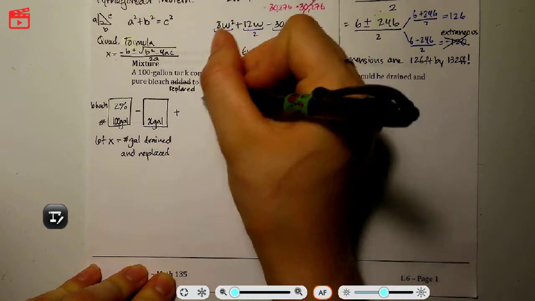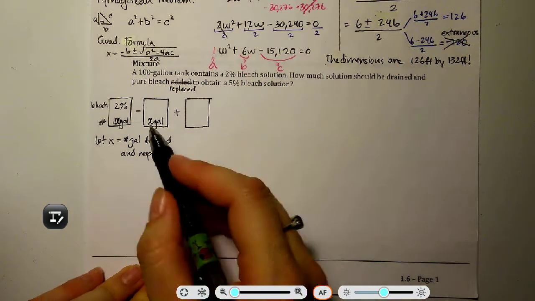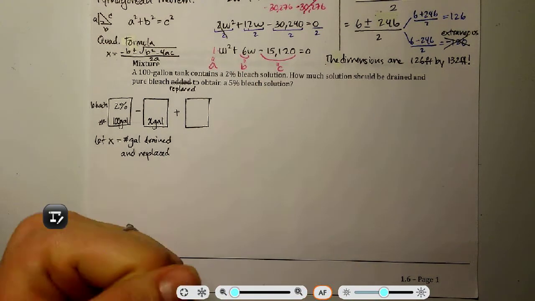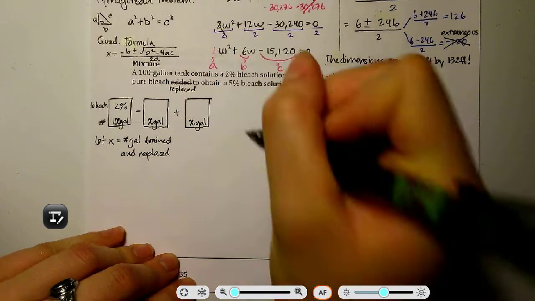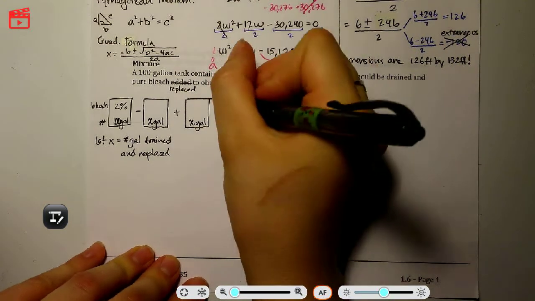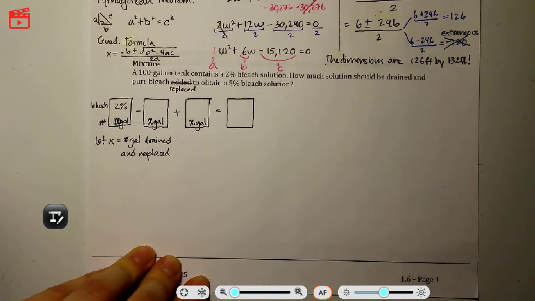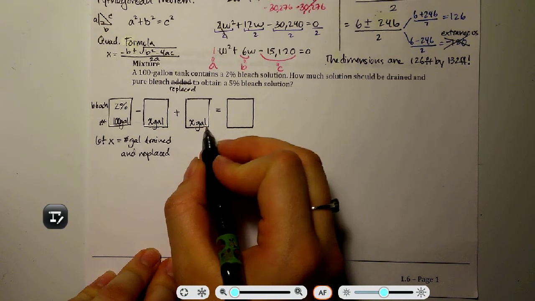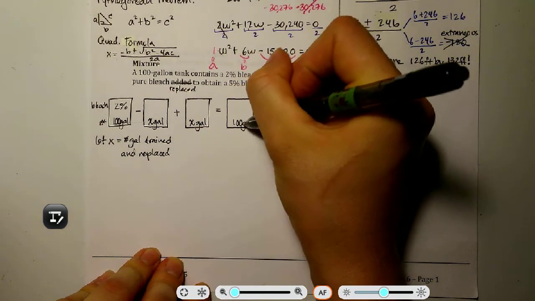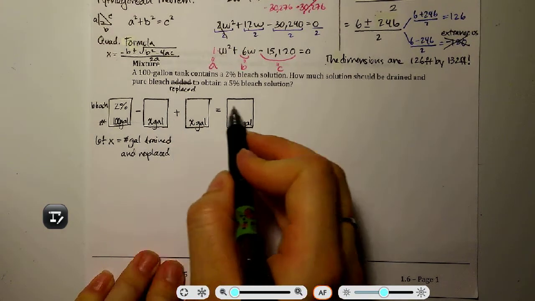Okay, drained and replaced. So when we're replacing an amount, that means the exact same amount is coming back in. If I drain out x gallons and I'm replacing it, replace means to put right back. So we're going to be adding the same amount of gallons that we drained out. And we want to end up, well, if we're just draining and replacing, we should end up with 100 gallons at the end, because we're draining and replacing the exact same amount. We have 100 gallons. Okay, so the only thing missing from this is the percentages on the top.